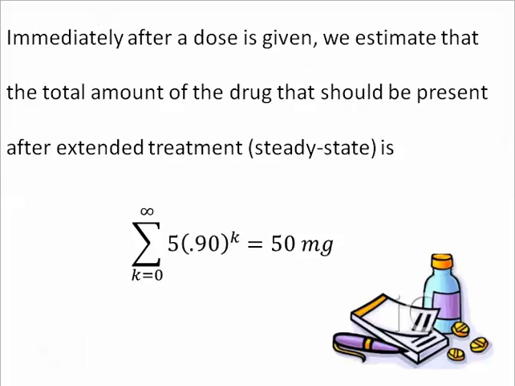So, immediately after a dose is given, we estimate that the total amount of the drug that should be present after extended treatment, that is the steady state, is that the patient will have 50 milligrams immediately after taking the dose for that day.